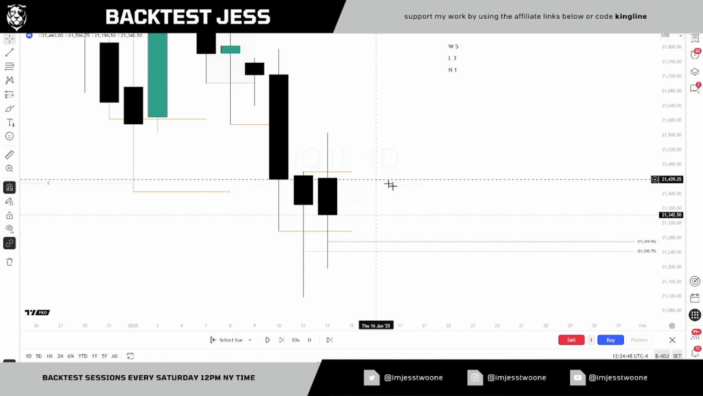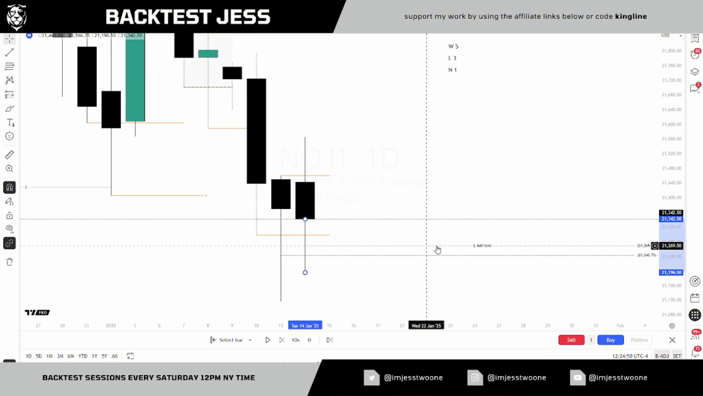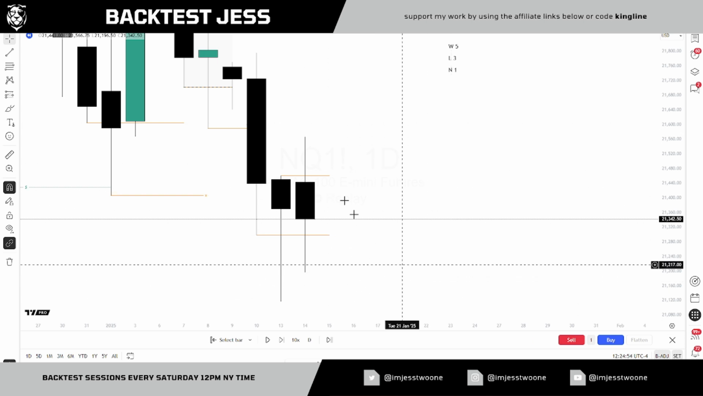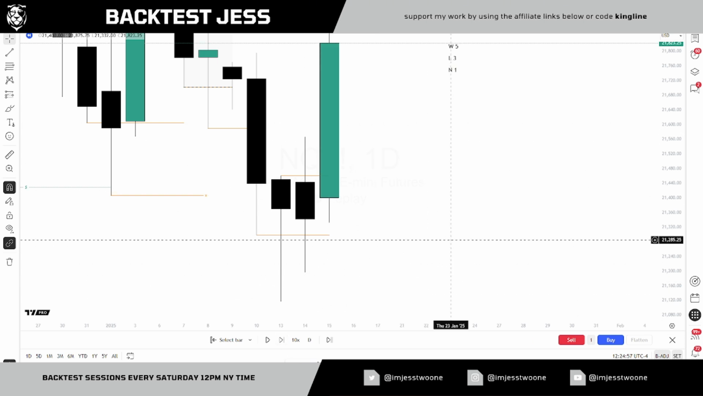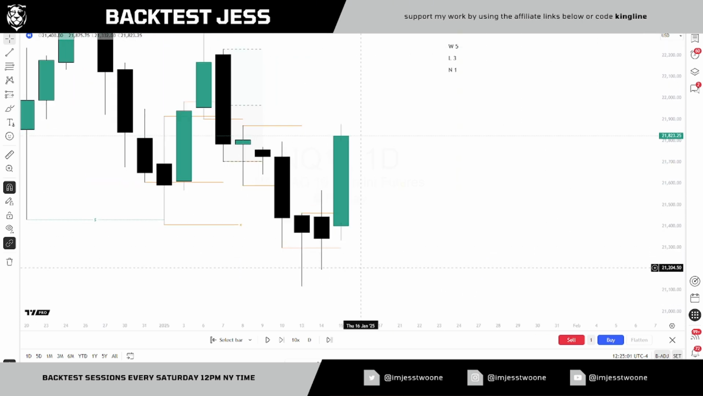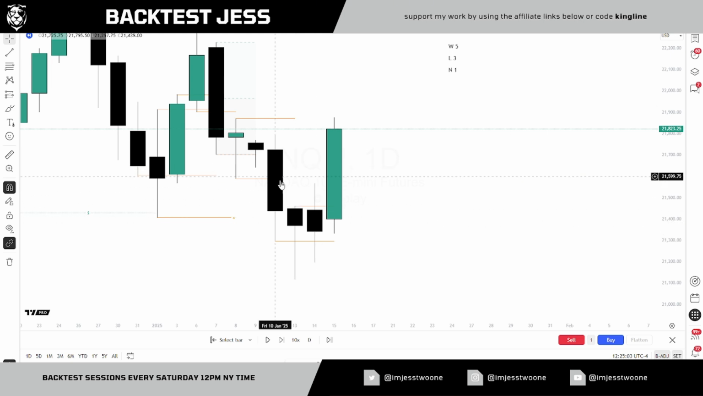Alright, so again, I would approach this day as neutral. So no bias going into today, so I'm not going to mark out either side, and I'm going to let price tell me what it's going to do. Alright, so very bullish close. See, so four down close candles in a row.